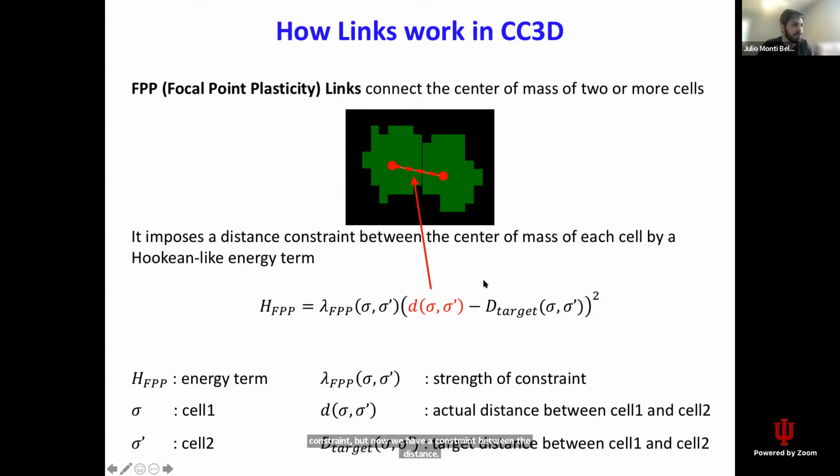And basically that's how it looks. The lambda is going to be the same constraint. This small d will be the actual distance between cell 1 and cell 2. The sigmas here will be the IDs of the cells, okay? And that is compared to some target value, which is the ideal distance between those two cells, okay? So that's basically how it works.